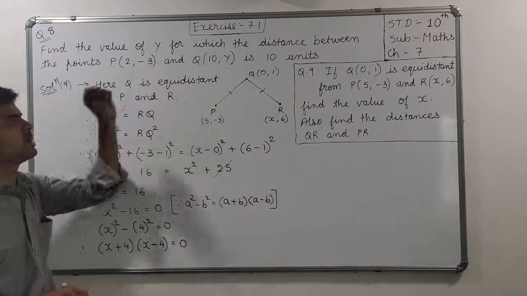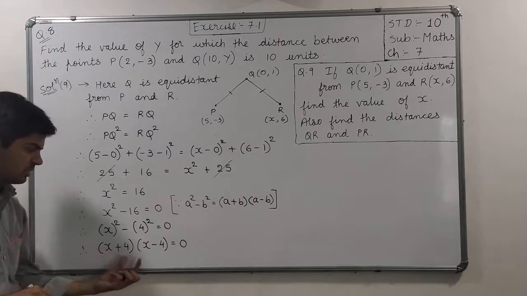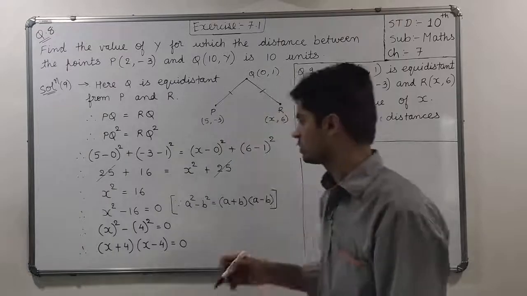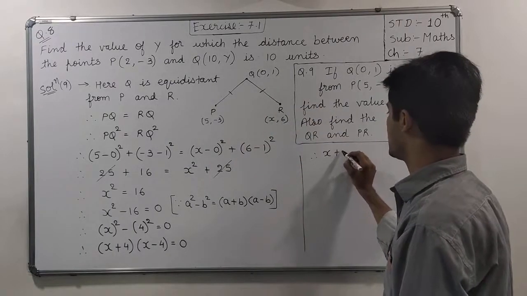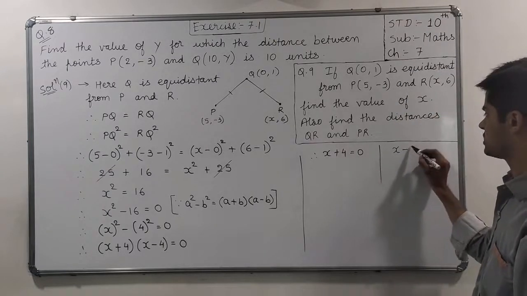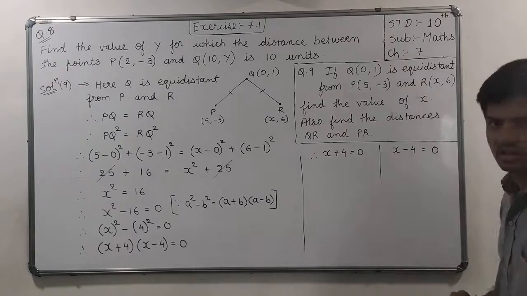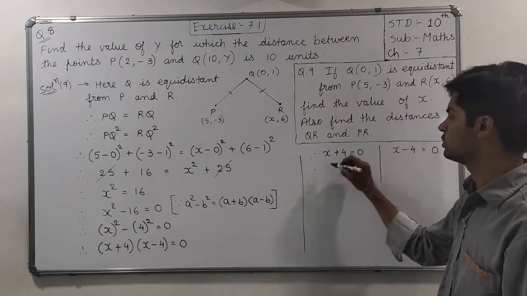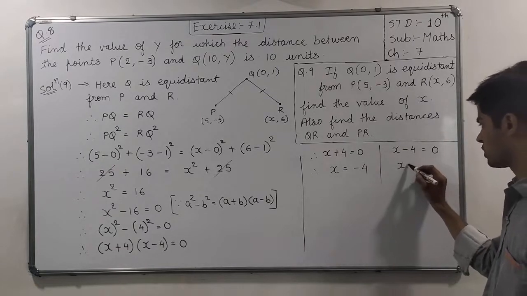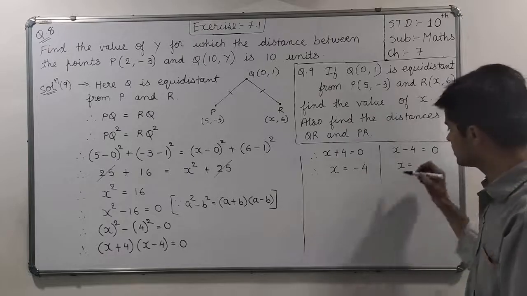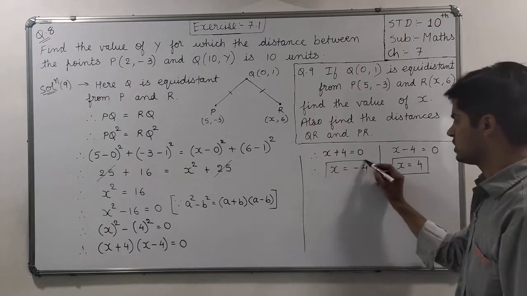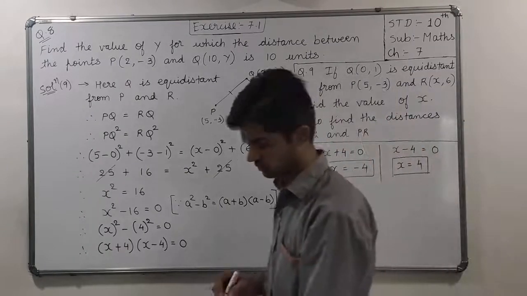Even in the earlier sum, we saw that multiplication of two brackets is equals to 0. Then what will come? The first bracket is equals to 0, it means x plus 4 is equals to 0, and the second bracket is equals to 0, it means x minus 4 is equals to 0, right? Now plus 4 will come to this side, then it will become minus 4. So here I will write x equals to minus 4, and this minus 4 will come to the right hand side, then it will become plus 4. So we got our two answers of x, that is, one is minus 4 and one is 4.